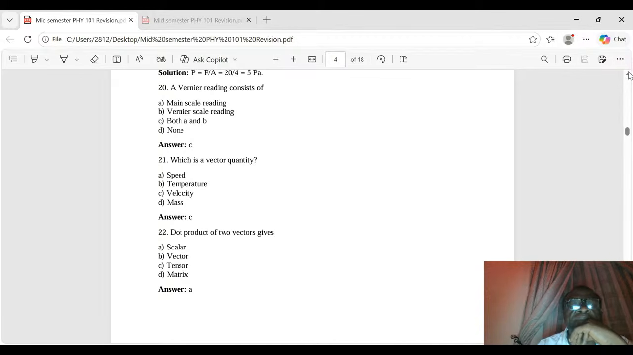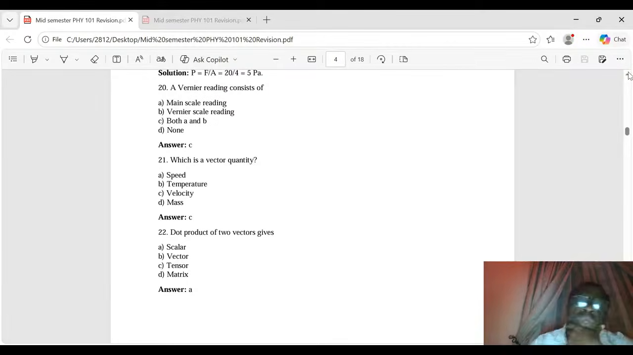Question 20. Vernier reading consists of: A. Main scale reading, B. Vernier scale reading, C. Both A and B, and D. None. Vernier reading consists of both the main scale and the vernier scale reading. So the correct answer is C.